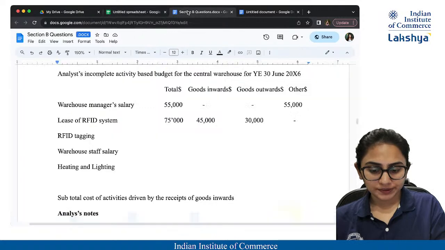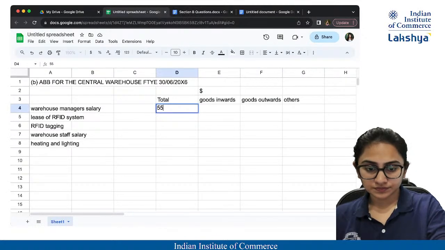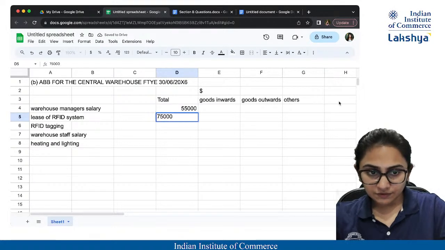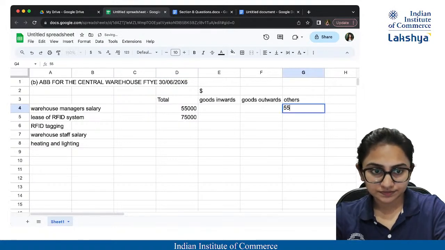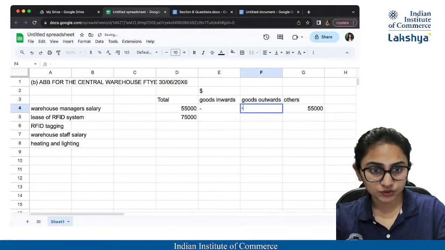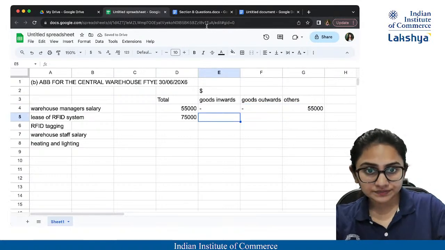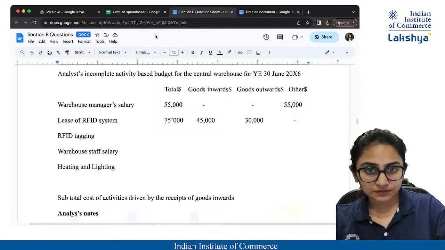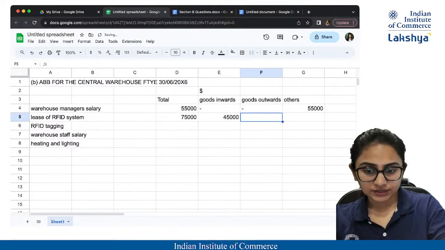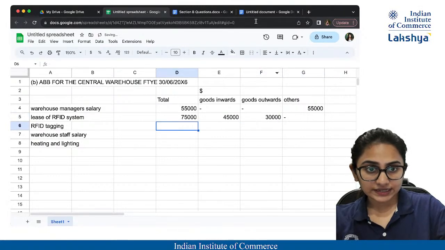The totals are also copied down. 55, 75, and 55 is also allocated to others, and they said it cannot be allocated between goods inward and goods outward, so keep it as it is, because we have to just complete the statement, we don't have to change it. Similarly, the second one is also allocated between inward and outward, 45 and 30, and others is nil. Now RFID tagging.